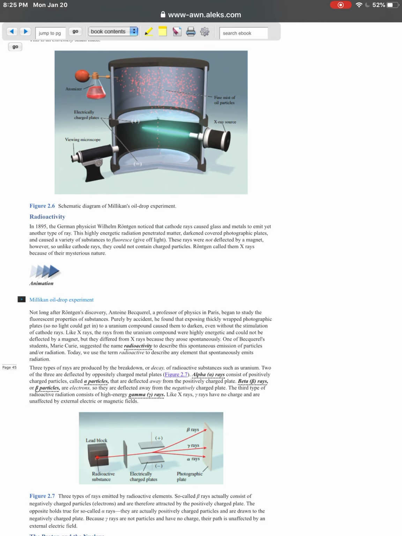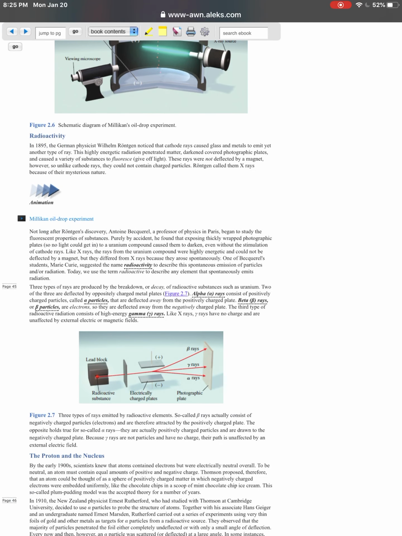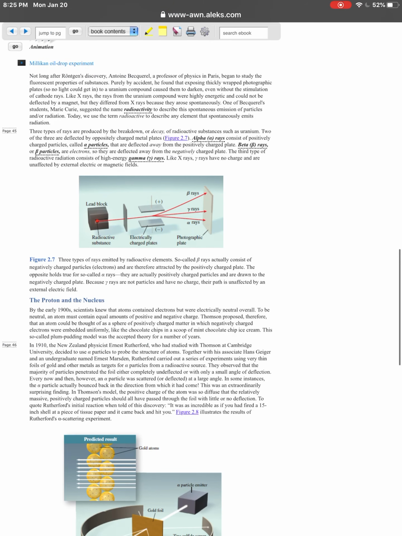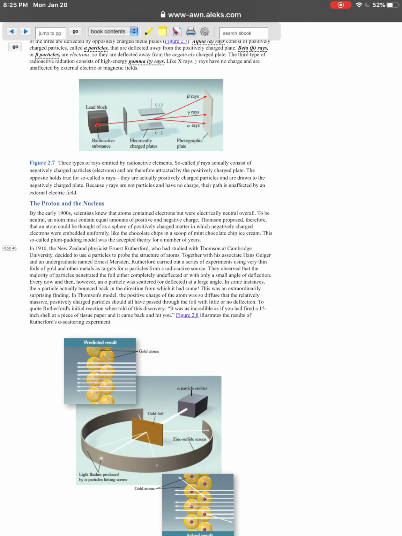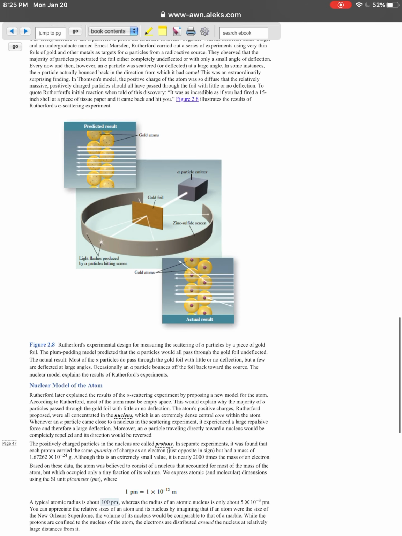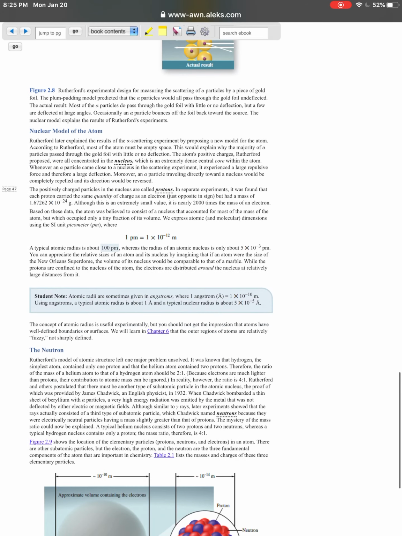Experiments led through radioactivity, the decay of certain types of atoms that are unstable. It's called radioactivity. Alpha particles and beta particles and gamma particles were discovered historically. The proton in the nucleus of the atom was discovered through the gold foil experiment. And then finally, everything was kind of put together to give us the idea of what the atom is.